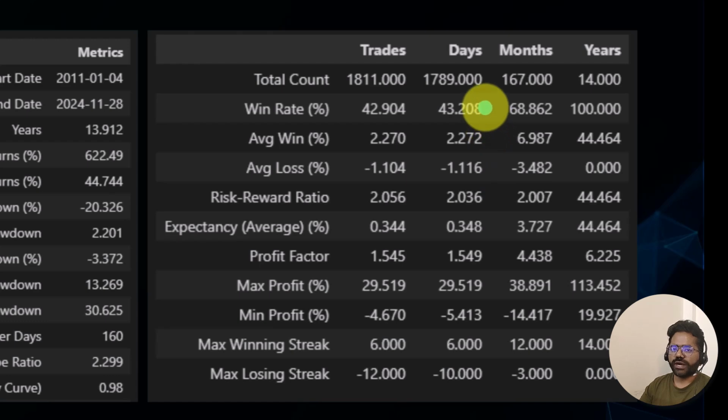So you should not look at only win rate or only risk reward. We should look at expectancy. So on an average, every day you make 0.3%.